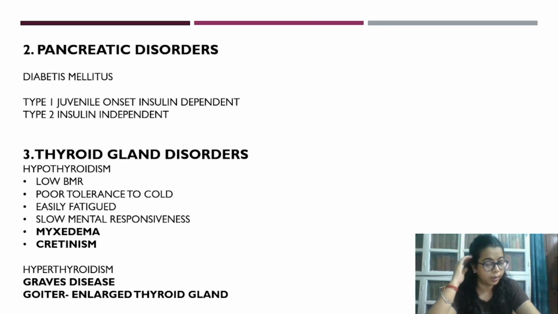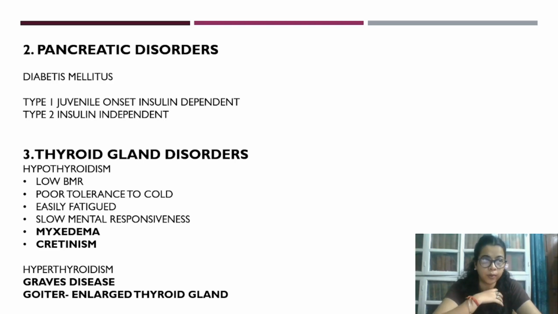The second type is type 2, insulin independent. In this case, insulin secretion is there, but very little insulin is secreted. That's why it is known as insulin independent. No extra insulin is required, but this is the type 2 type of diabetes mellitus. It decreases the tissue sensitivity to the effect of insulin, so that larger amounts of insulin are required to produce a normal effect. So type 2 is the most common form.